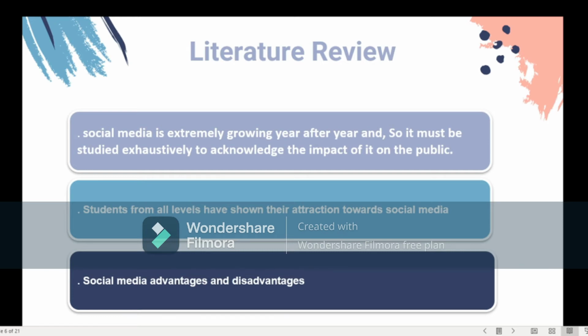So first of all, here are some critical bullet points that I took from our report. The first thing I noticed in the papers and the journals we studied was that social media is extremely growing. They all stated that social media is extremely growing, which means it can have a huge impact upon users. Due to that, it must be extensively studied to avoid the negative impact of it, if it has any. Also, social media is attracting so many students on almost all levels, from middle school to high school and university. Lastly, social media has advantages and disadvantages, which I will mention some of in the next slides.